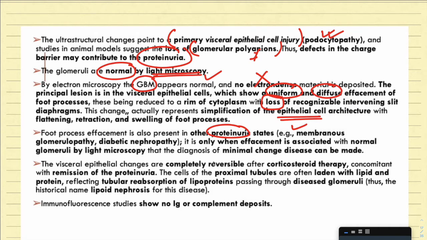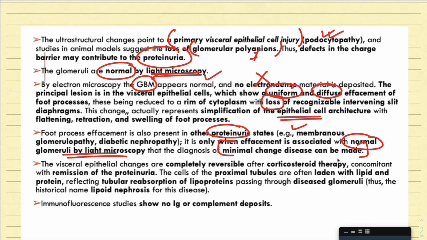So basically remember that foot process effacement is already present in other proteinuric states like membranous glomerulopathy as well as diabetic nephropathy. But remember, only when the effacement is present along with a normal glomerulus by light microscopy will the diagnosis of MCD, or minimal change disease, be made.